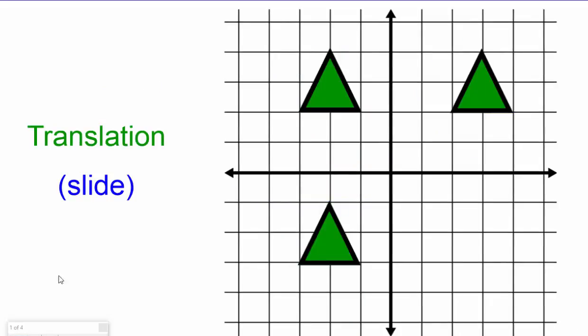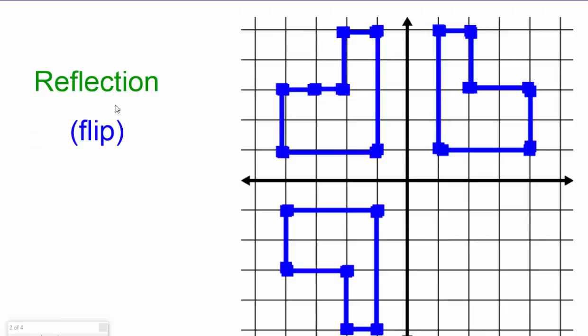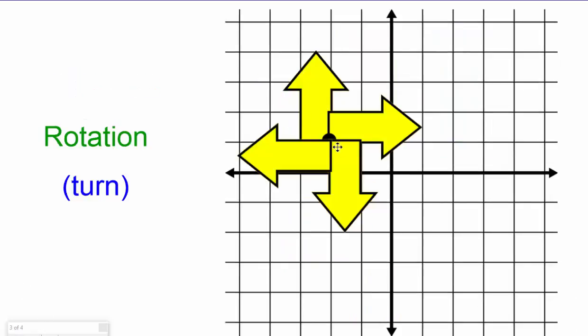So once again, our 3 transformations we're talking about are translations, when we slide it, reflections, when we flip it over a line, either left and right or up and down, and then rotations, when we put that nail in there and rotate or turn that shape 1/4 of the way around.